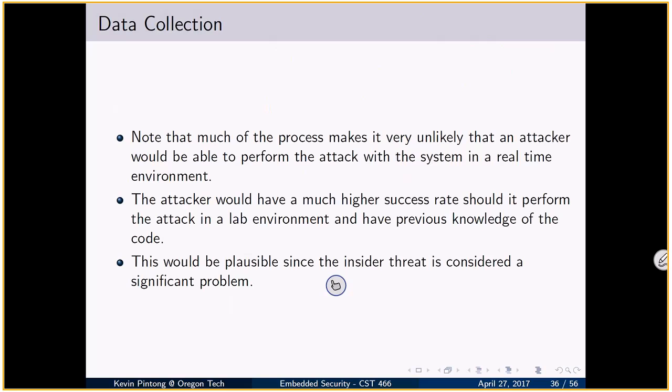Note that much of the process makes it very unlikely that an attacker would be able to perform the attack in a real-time environment. You're probably not going to be able to get away with this at a supermarket or something like that.